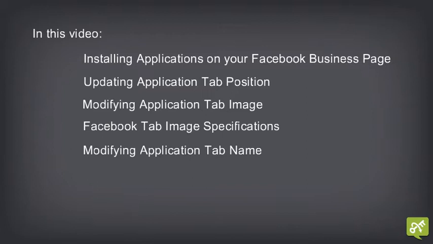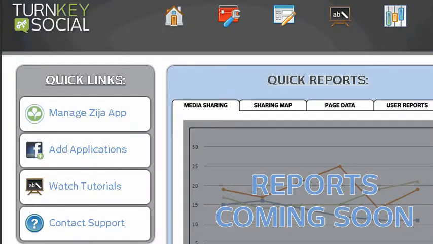And in addition to the installation process, we are going to look at how to change your tab image and the tab title. Now, if those two things don't make sense to you, don't worry about it. We're going to cover it in just a minute, but we're going to get started by logging into the back office. When you start, make sure that you're at this screen right here that is the Turnkey Social back office.